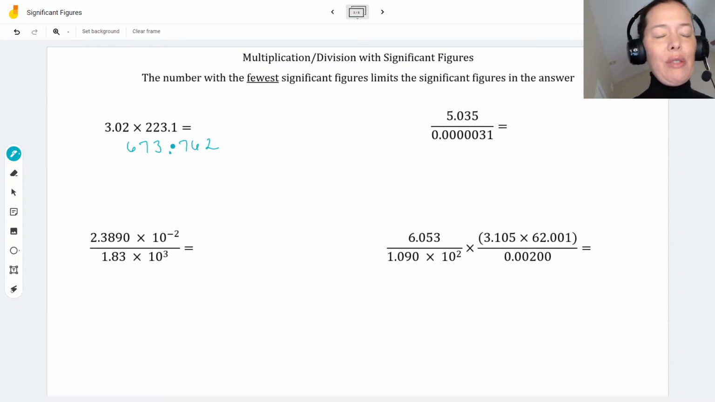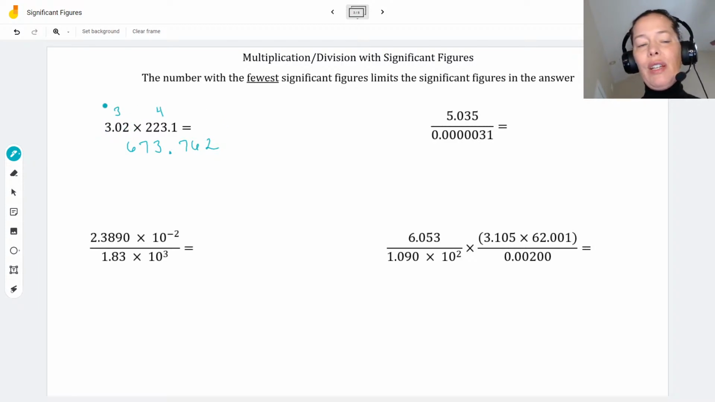Again, we're not looking at decimal places. So this 3.02 has 3 sig figs, and 223.1 has 4 sig figs. So my 3.02 limits my number of sig figs to 3. So my correct answer here is 674. Again, I'm rounding to this place so the 7 rounds up. Okay, easy, right? All right, let's go on to the next example to the right here.